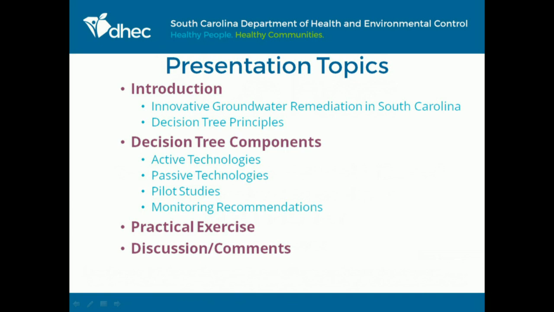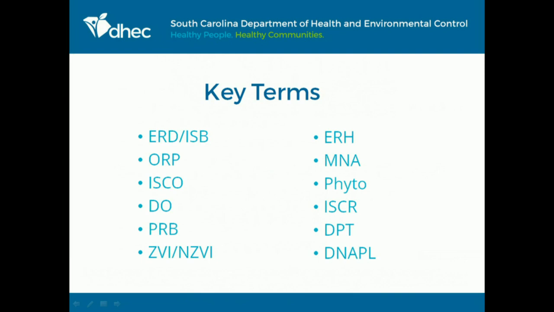And before I get started, I wanted to go over some key terms. So the first term is ERD, which is enhanced reductive dechlorination. Some folks also know it as in situ bioremediation. ORP is one of the key components of what we'll be talking about with respect to geochemistry. That's oxidation reduction potential. An example of ORP is if something has a positive ORP, you put a nail in that water with a positive ORP and you're going to get rust. If you have a negative ORP and you put a nail in that water, it's going to turn black.